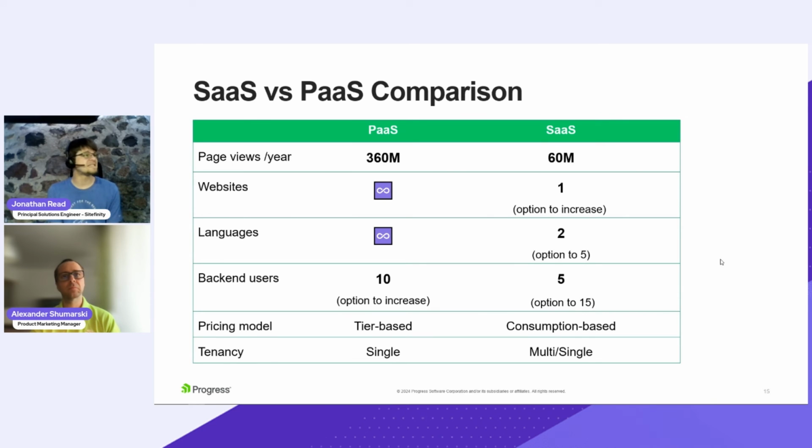The PaaS model is tier-based, so we have tiers 1, 2, and 3, each including a certain number of page views. Now, there are abilities to add page views to those as well. SaaS is purely consumption-based. It starts out with 1 million page views, and you add as many as you want. That being said, we don't shut off services or anything like that, so overages are accounted for on a yearly basis. Now, tenancy. The PaaS model is a separate subscription for each one of our customers. The SaaS model shares an underlying infrastructure.